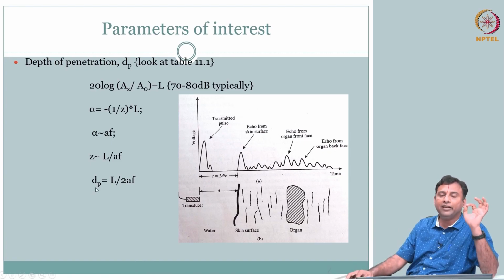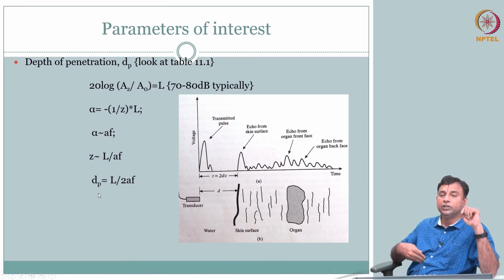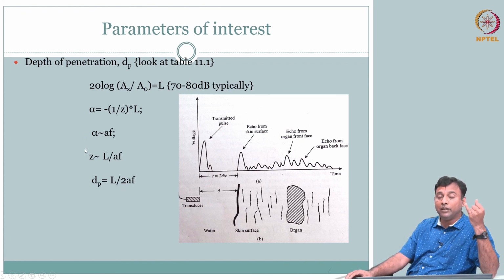So if you want to calculate the depth of penetration, the total loss by 2 AF gives you your depth of penetration. So this is very important. For a certain scenario, I can only image till so much depth. That depends on your frequency as well, right? Because we talked about frequency, depth dependent frequency, when we talked about pulse axial resolution, now you notice depth of penetration is also a challenge.